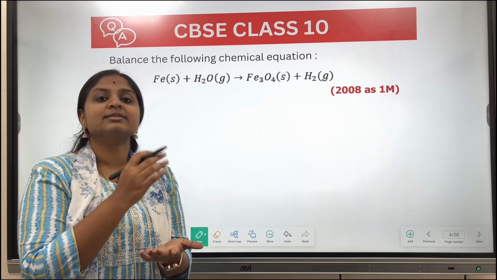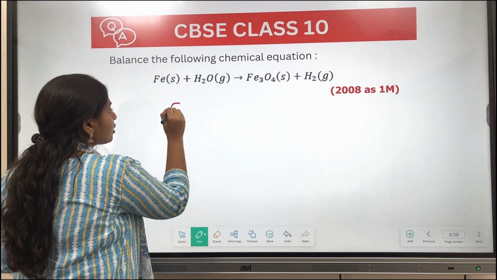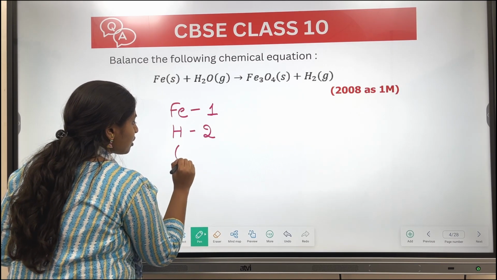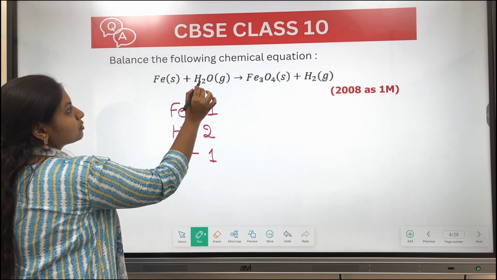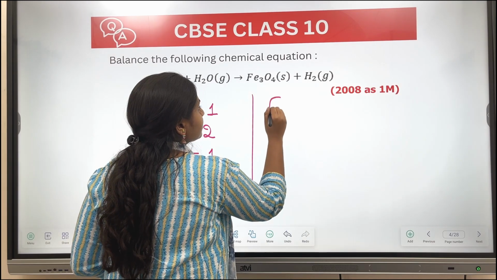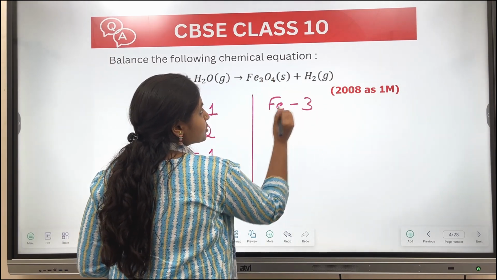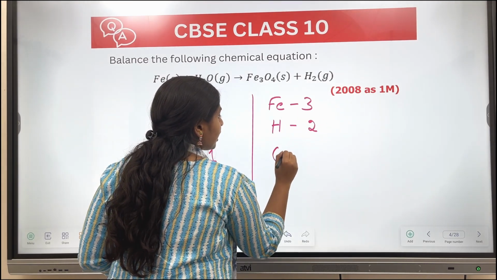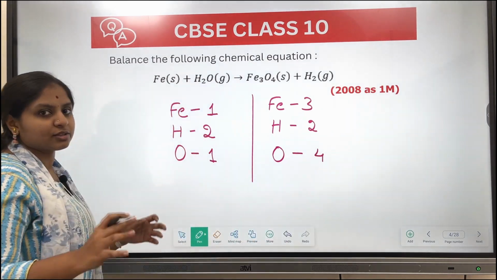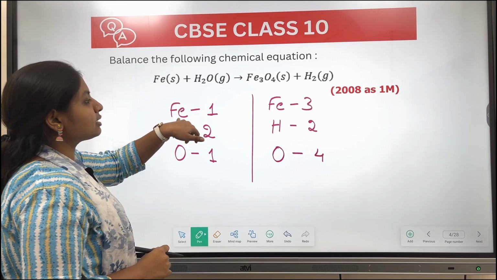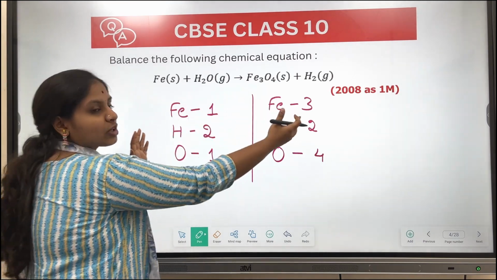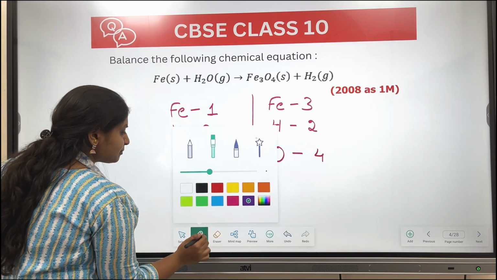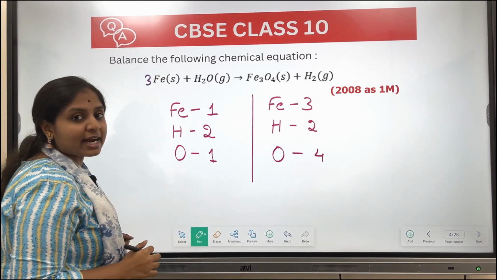First, in balancing, if there is a metal reacting, it simplifies the balancing. Why? Because you will always balance the metal first. First, we'll write the number of atoms on both the sides. Iron is 1, hydrogen is 2, oxygen is 1. Then for the product side, iron is 3 atoms, hydrogen is just 2 atoms, and oxygen is 4. So we are starting the balancing with the metal. Iron is less on the reactant side and more on the product side. So we have to multiply on the reactant side. So I will multiply by 3.